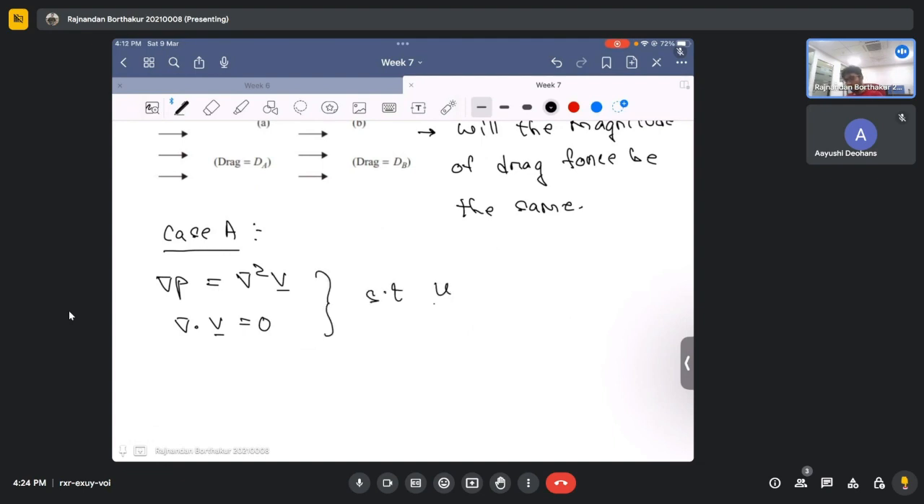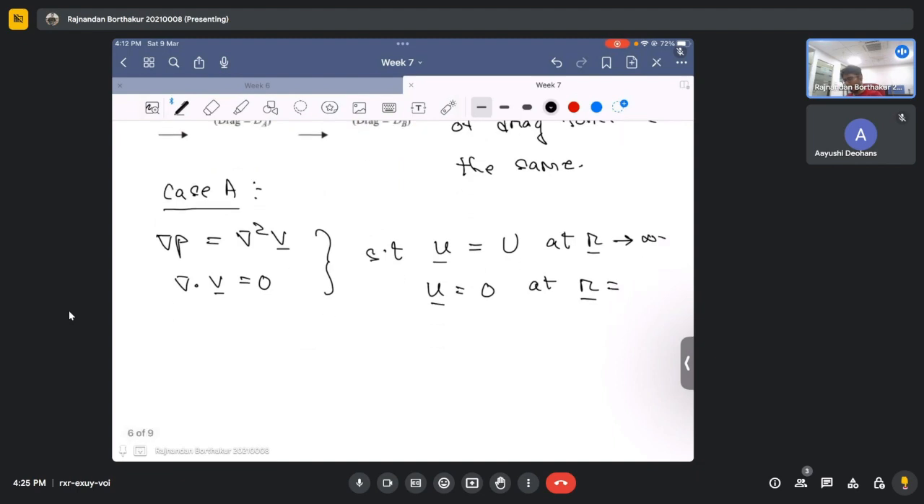These equations are subject to the fact that the velocity field u equals the far field velocity at any radial location at infinity, and u equals 0 at r equal to s of a, where s of a denotes the surface. So precisely for case A, we are going to solve these equations subject to these two boundary conditions.